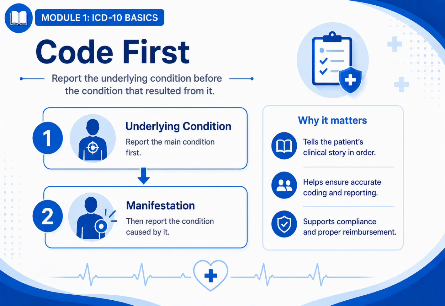Sometimes you'll find a code-first instruction in the ICD-10-CM manual. This tells you to report that underlying condition before coding the manifestation or complication that resulted from it. Following the correct sequence helps accurately reflect the patient's condition and ensures the medical record tells the complete clinical story.